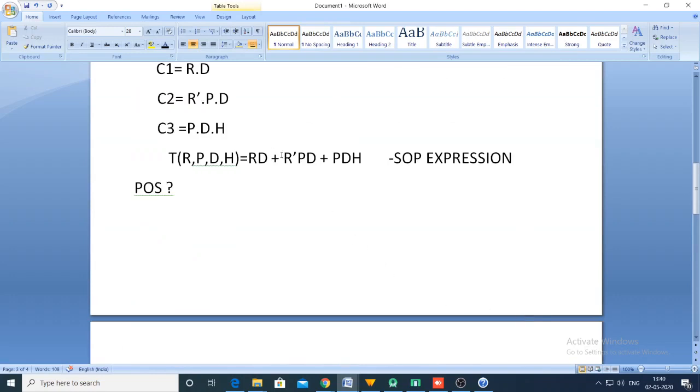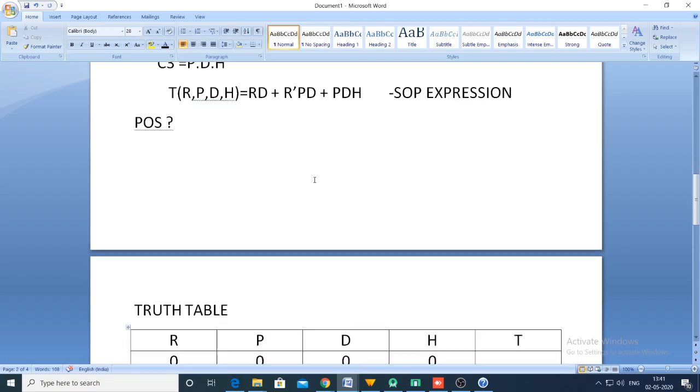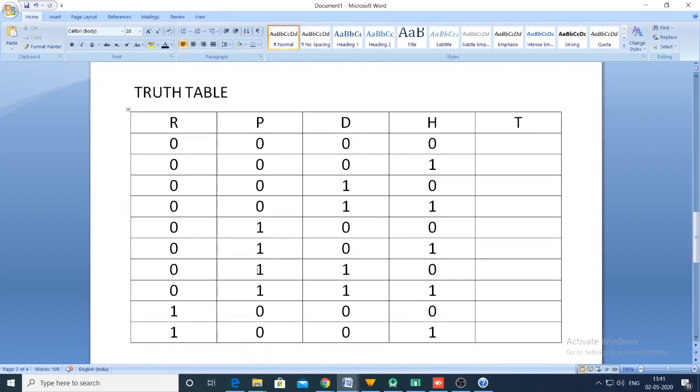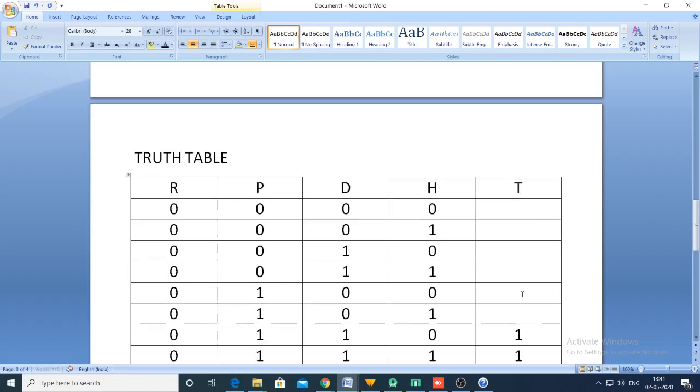The next min term is R bar PD. R bar means the inverted value of R. It means R is 0, P is 1, D is 1. When R is 0 and P and D are 1, the result is 1. So this combination, R is 0, P and D are 1, the result will be 1. Okay, like this you have to fill.